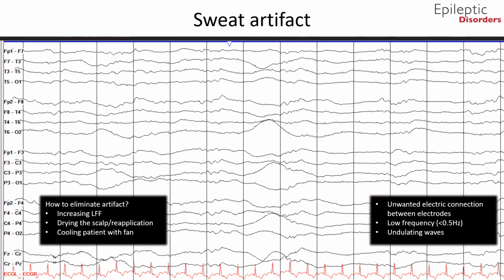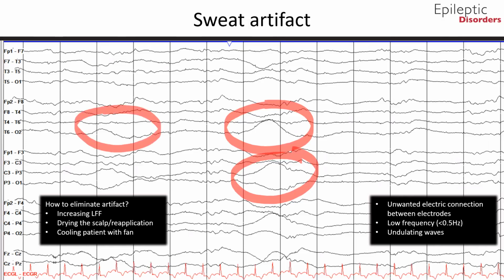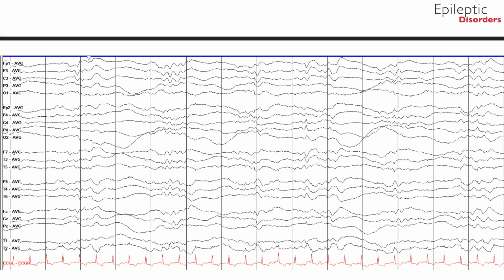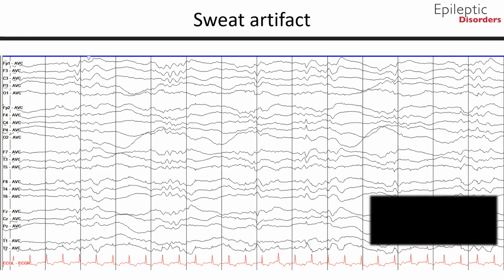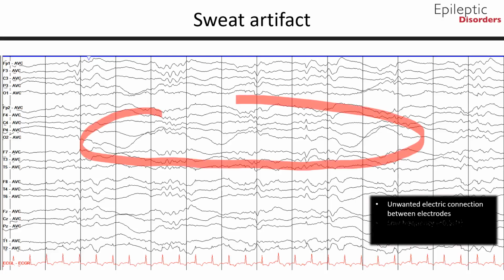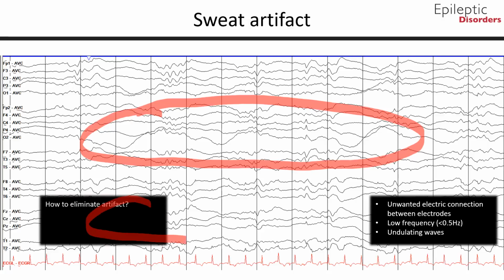In this bipolar montage EEG, you can see specifically in the T6-O2 channels as well as the P3-O1 channels, and throughout the recording, outlined in red circles, undulating slow low amplitude waveforms consistent with sweat artifact. Looking at the average montage outlined in the red circle, you can see low amplitude undulating 0.5 to 1 Hz waveforms consistent with sweat artifact.